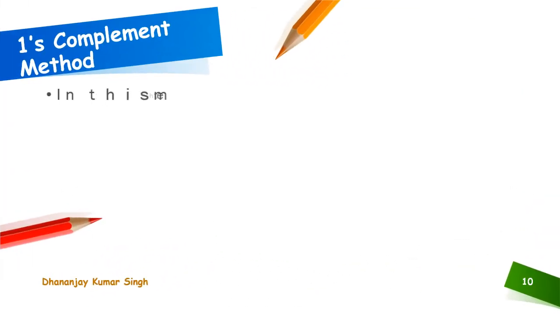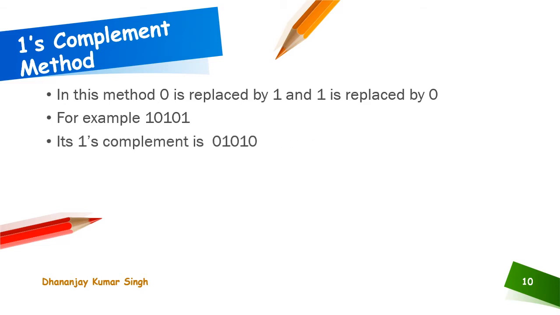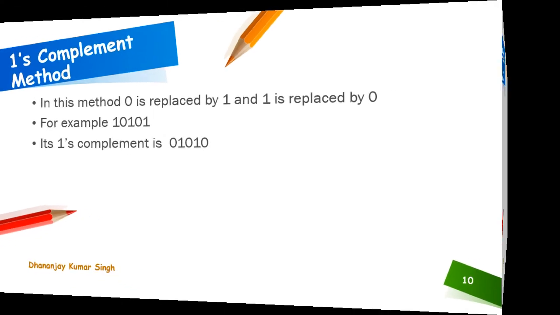Ones complement method. In this method, 0 is replaced by 1 and 1 is replaced by 0. For example, 10101. Here its ones complement is 01010. As I repeat, 0 is replaced by 1 and 1 is replaced by 0. That is the ones complement method.